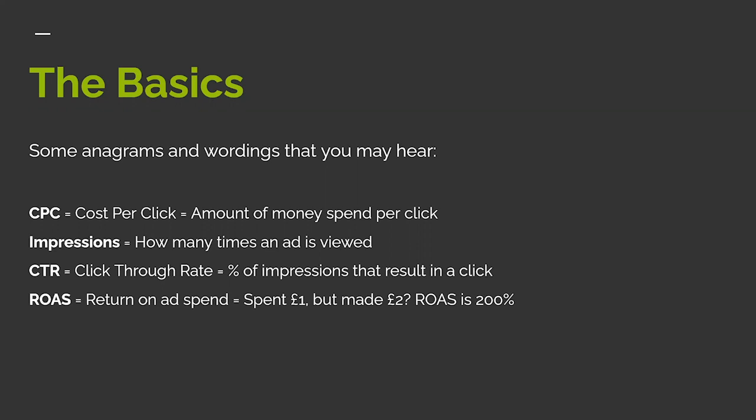Impressions is how many times an ad has been viewed. Click-through rate is the percentage of people that have seen the ad and then have clicked on it. And return on ad spend, which is probably more focused around e-commerce, is ROAS. So if you've spent £1 and you've made £2, your ROAS is 200%.